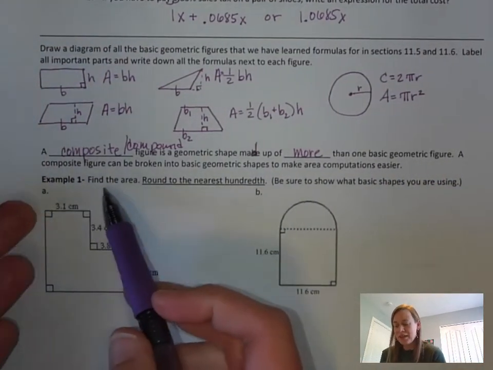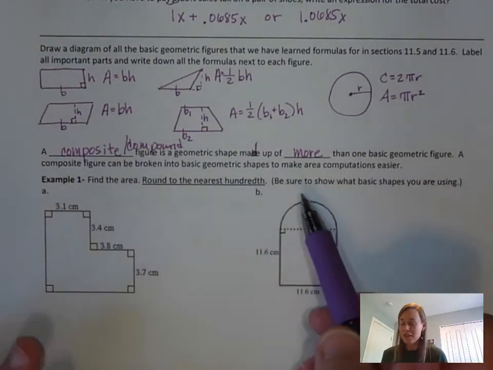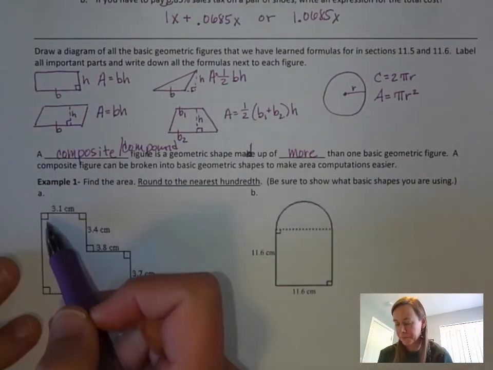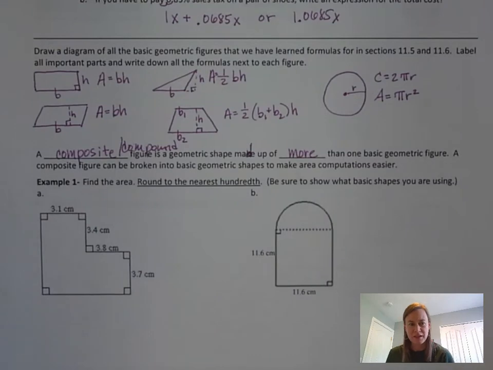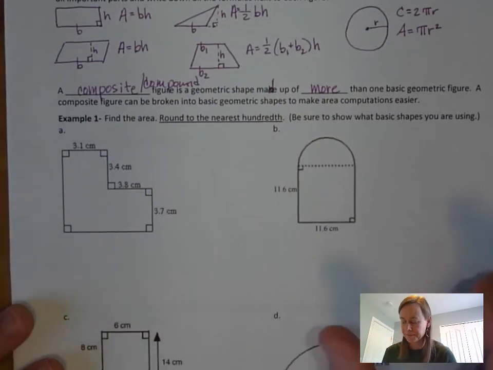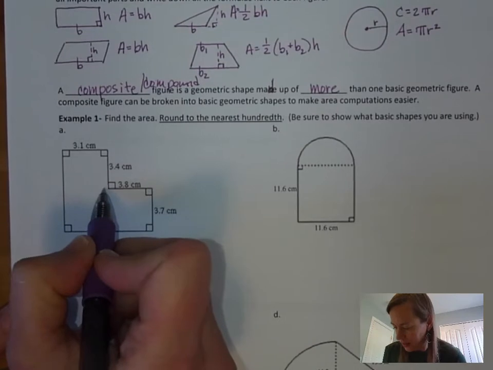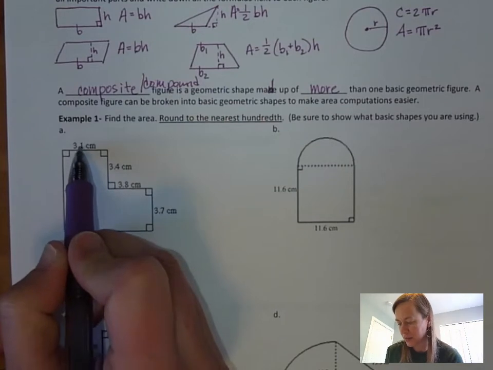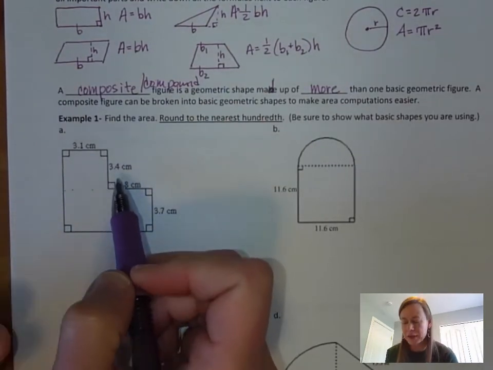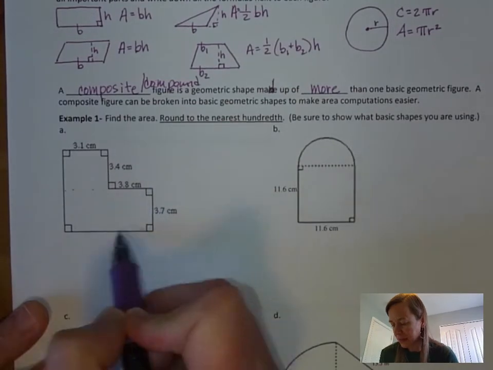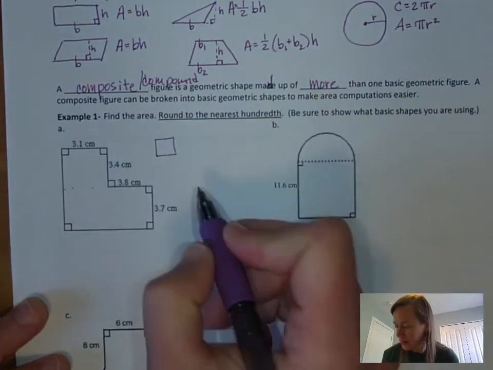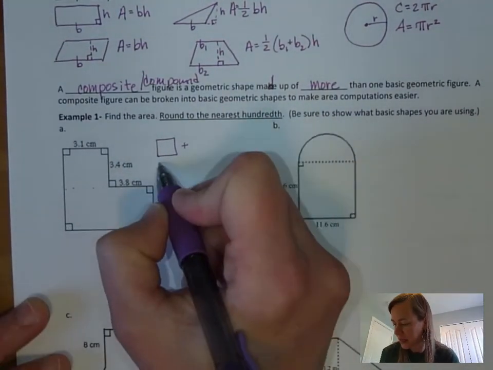So in example 1, it says find the area to the nearest hundredth. Be sure to show what basic shapes you're using, because there's more than one way to do a bunch of these. So look at this shape here. Well, it's kind of like a big square with a corner cut out of it. How could you think of this? Well, when I look at it, I kind of think of it being divided along here. So you have this, it looks almost like a square, but that length and that length is different. So I guess it's technically a rectangle. So you have this little rectangle sitting on top of a bigger rectangle. So I would write it like this. You have that plus the bigger rectangle.